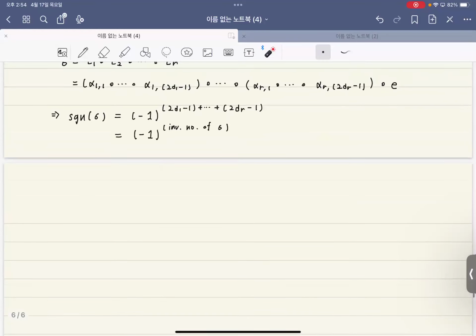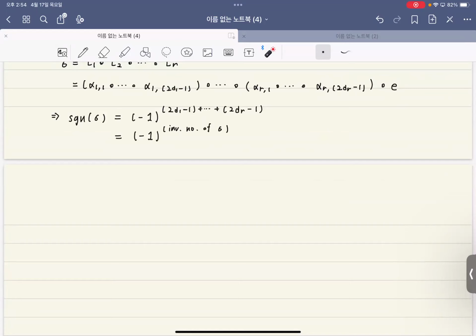Okay, we are not out of the woods yet. So we still have lots of things to do for today's lecture.